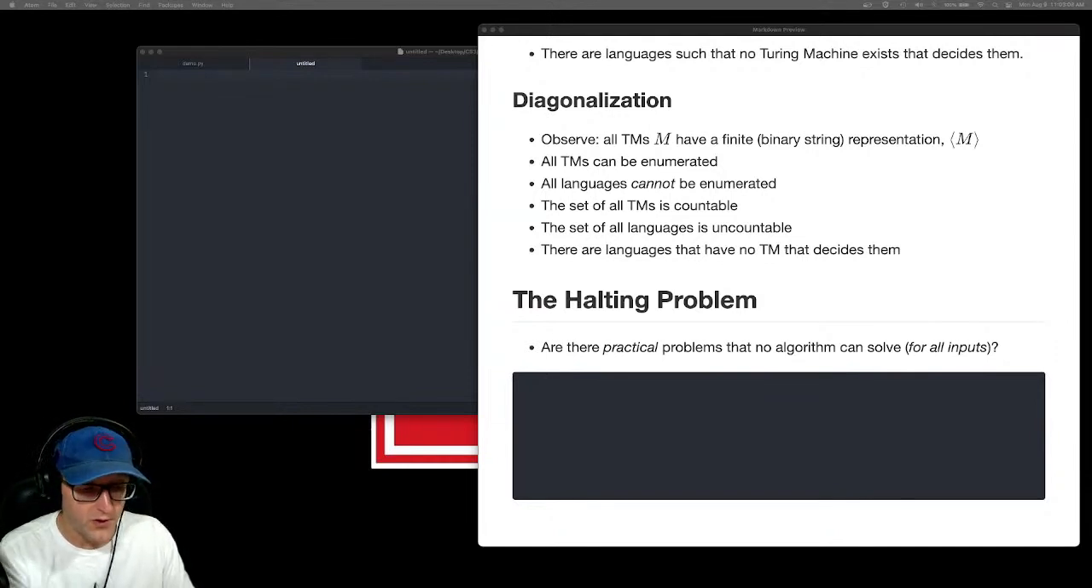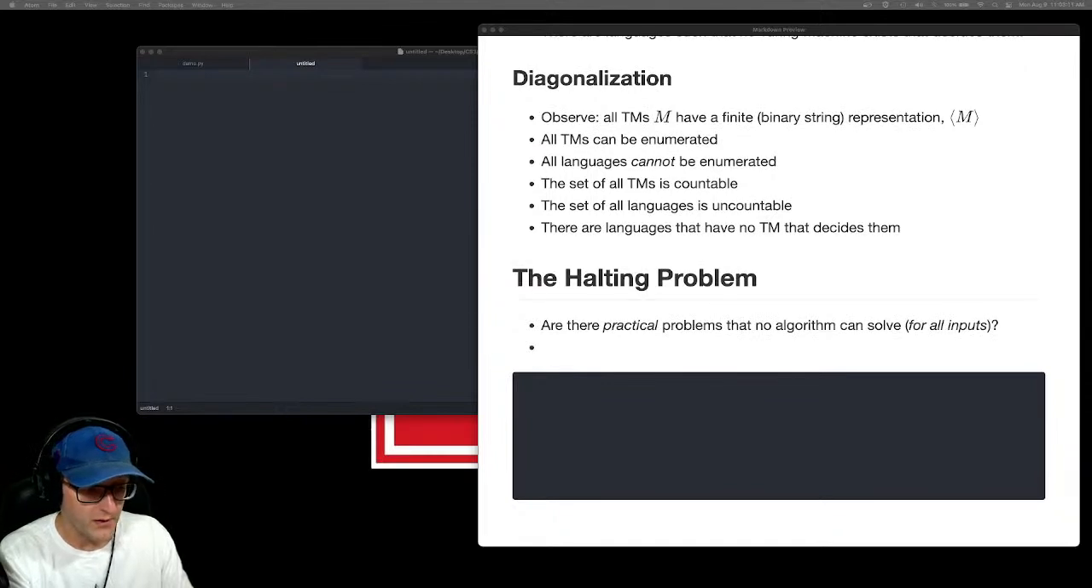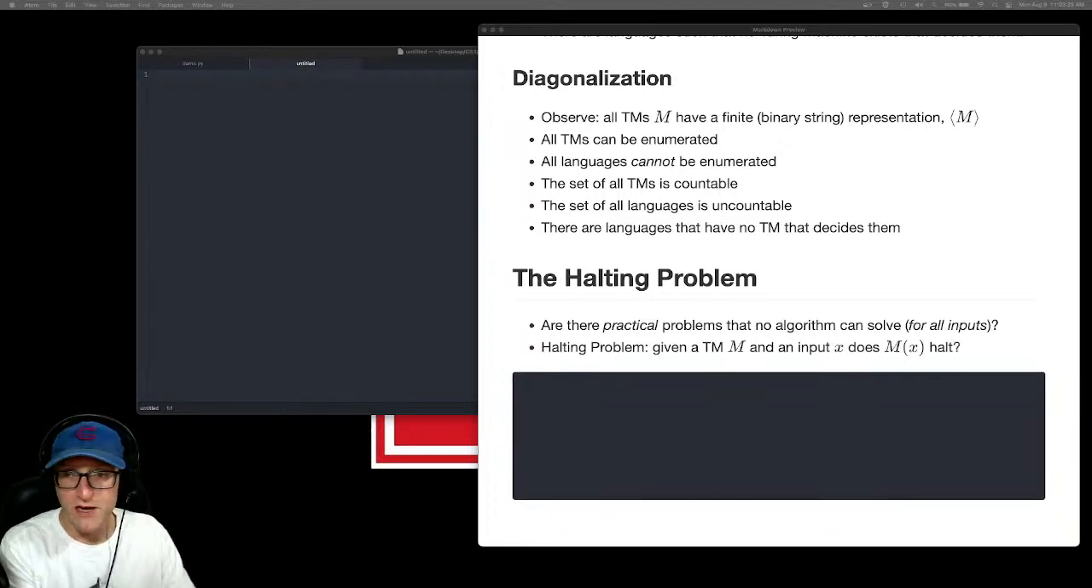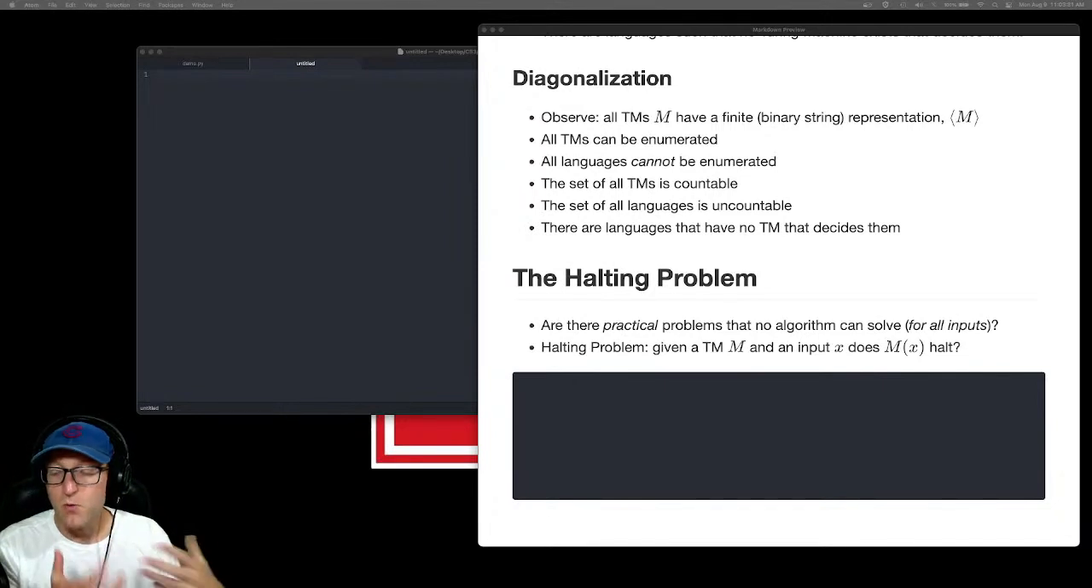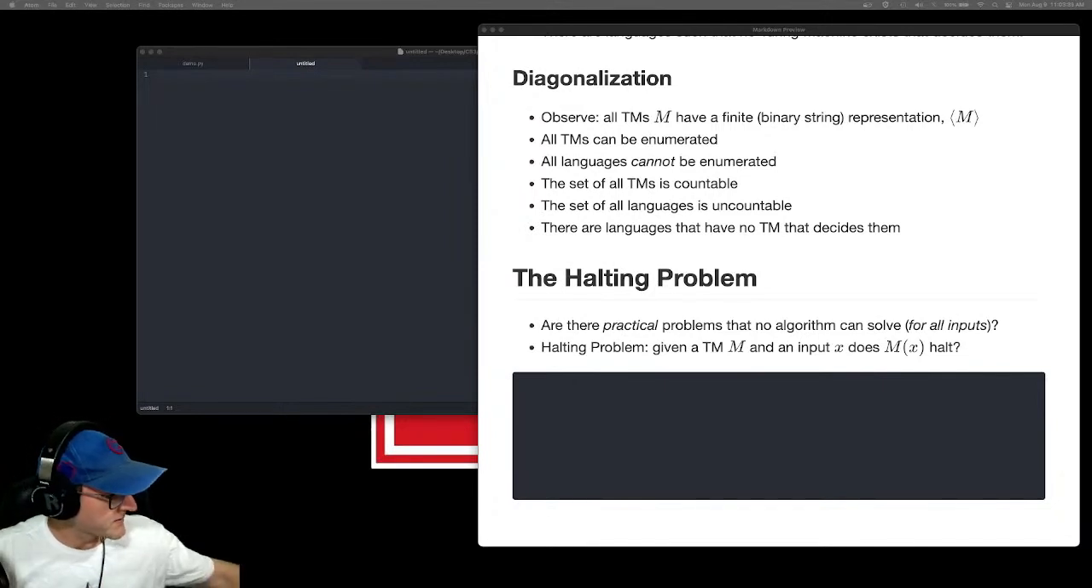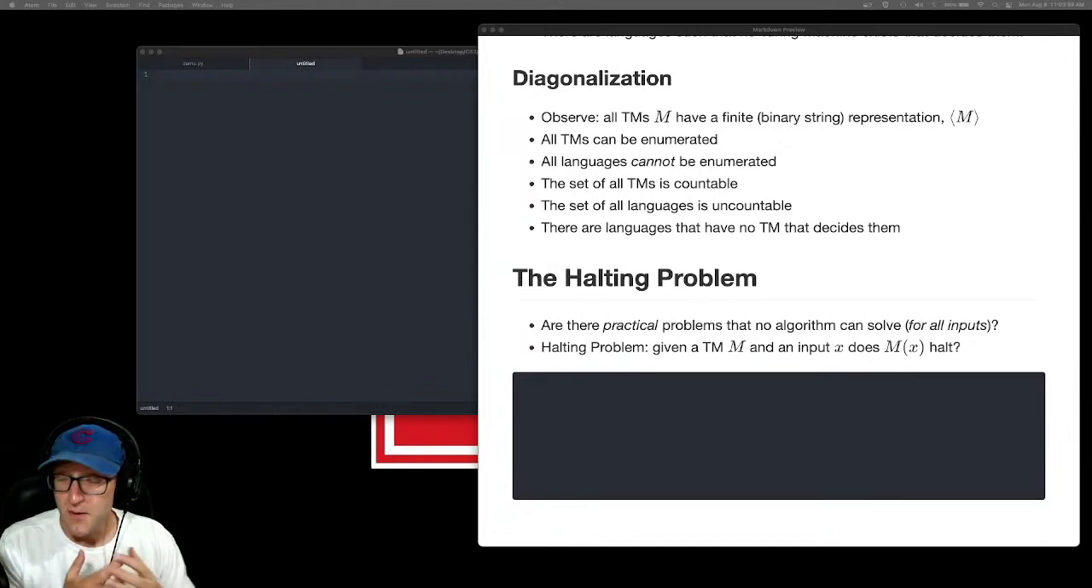And one of those is the halting problem. So the halting problem is, given a Turing machine, M, and an input, X, does M on X halt? So the notation here is M sub X. We're running this machine on the input X. We don't care if it accepts or rejects. We just want to make sure that there is no infinite loop, basically.